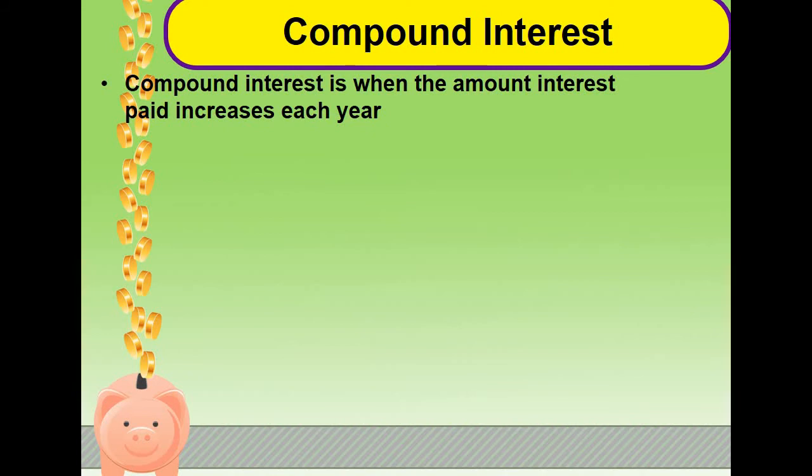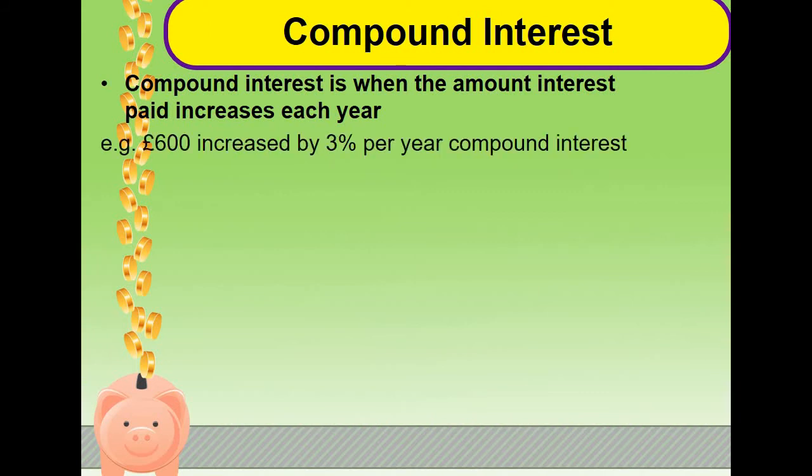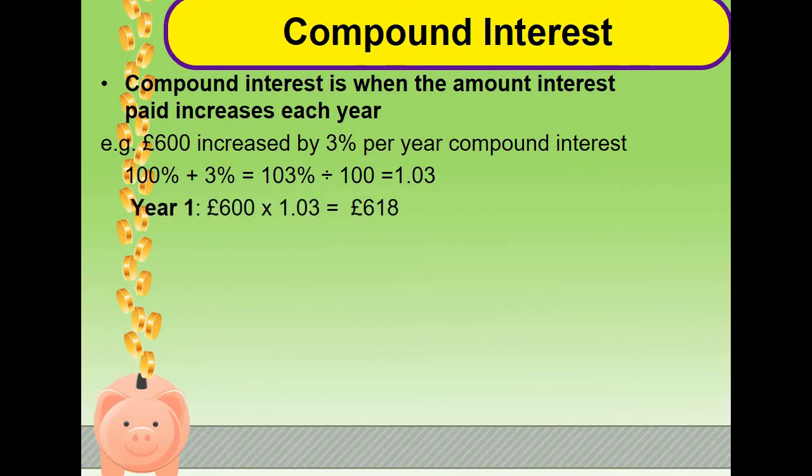So it's probably sounding a little bit difficult to get your head around at the moment, so let's just look at an example. So we've got £600 and it's increased by 3% per year compound interest. So the first year, we do everything the same as we did before, add on 3%, turn it into a decimal, and we get our multiplier of 1.03. So the first year is the same, £600 multiplied by 1.03 gives us £618 at the end of year one.